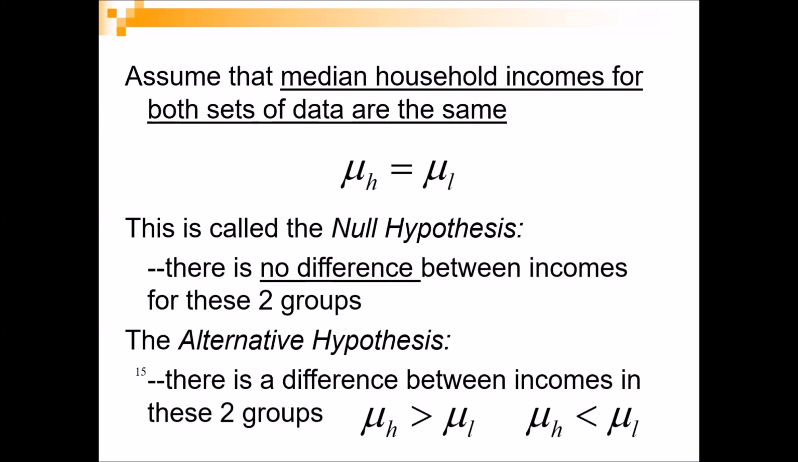Some of the things we need to do is that we assume the median household incomes are the same. Meaning, all right, for all those areas in green, we're going to assume the income is the same as the areas in red. And so that's going to be what we call the null hypothesis. Has anyone heard that term, null hypothesis, before? Well, you just heard it.